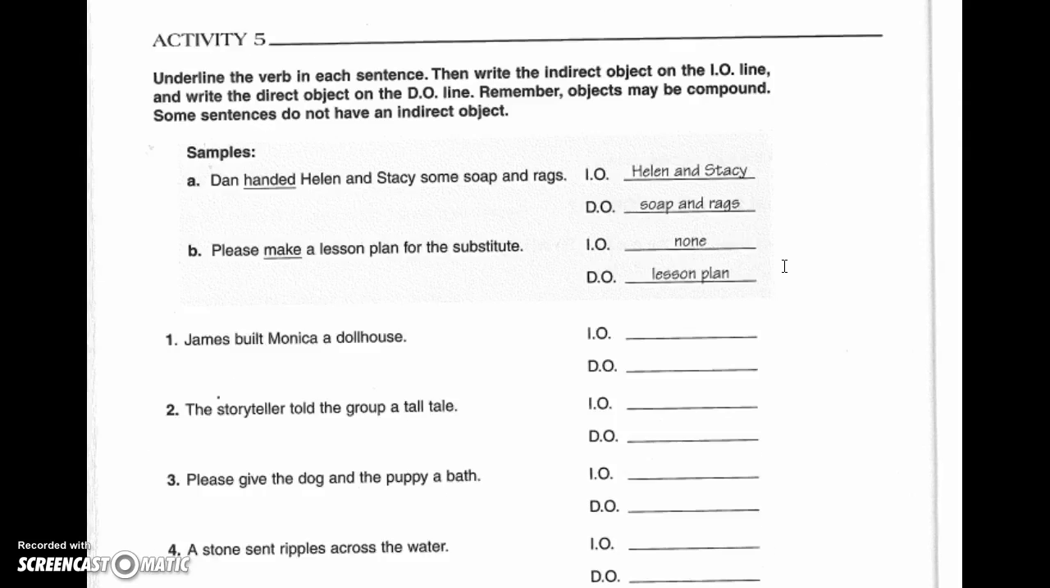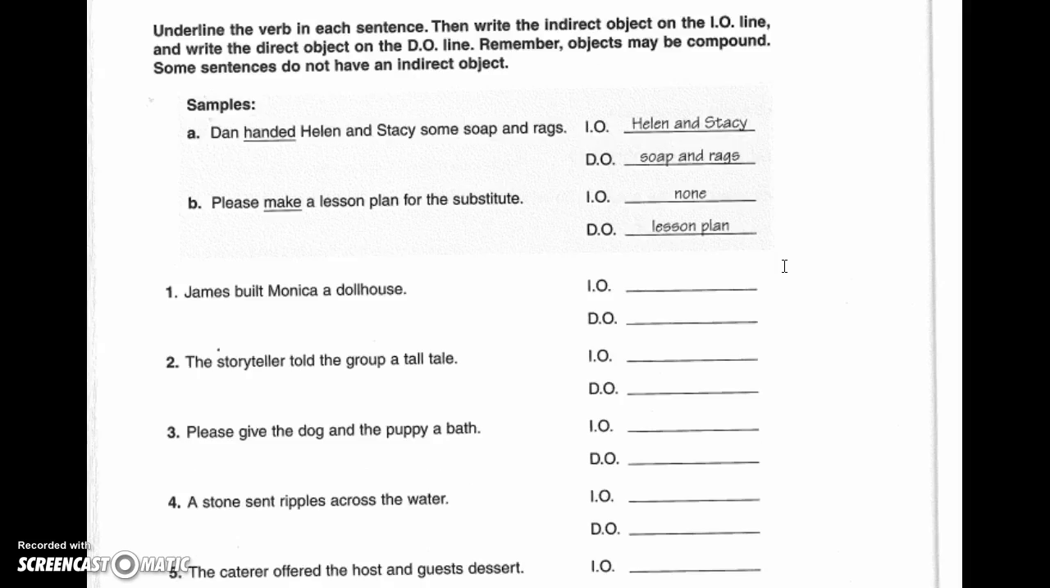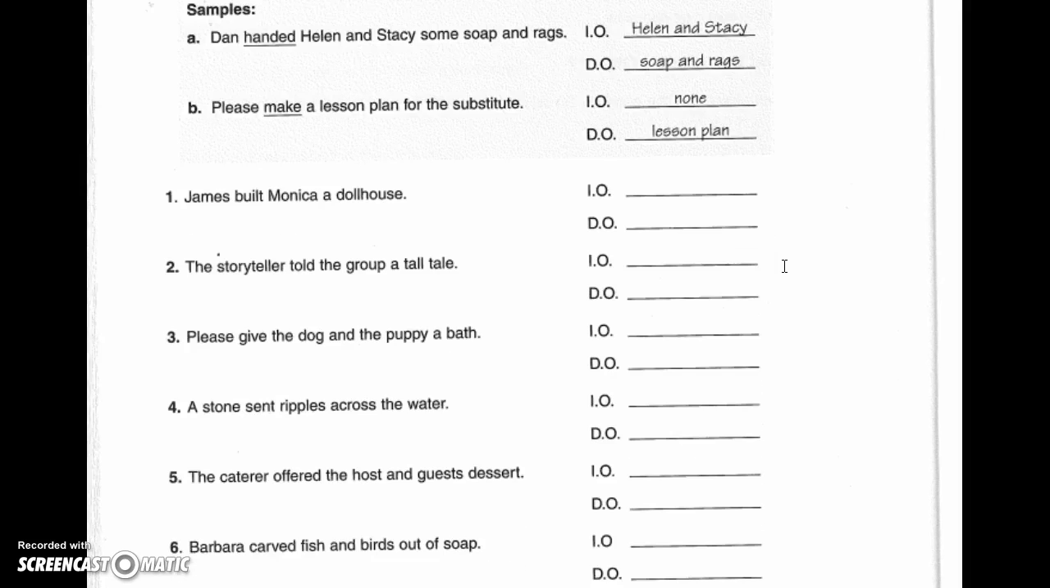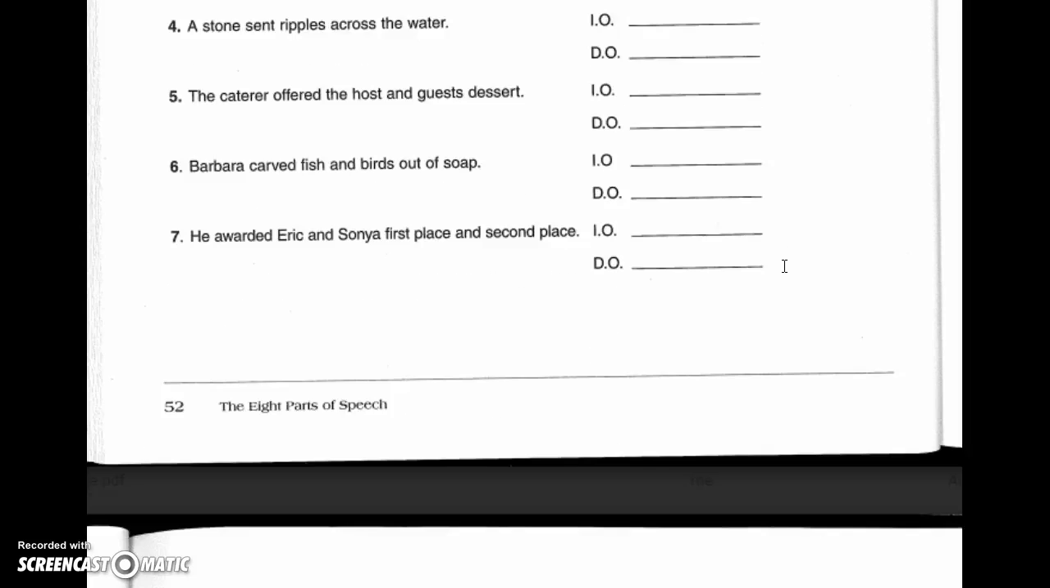Okay, now activity 5 asks you to underline. Activity 5 says underline the verb in each sentence. So you'll be doing that for all 10. Then you're going to write the indirect object and then the direct object. Remember, sometimes there are going to be compound direct or indirect objects. Some sentences do not have an indirect object. For this reason, it's a little bit more difficult. I'd like you to do all 10. If you feel confident and these come easy to you, then you're really understanding what a direct and indirect object do. So you can go ahead and pause your screen at an appropriate place as you complete all 10 of these.